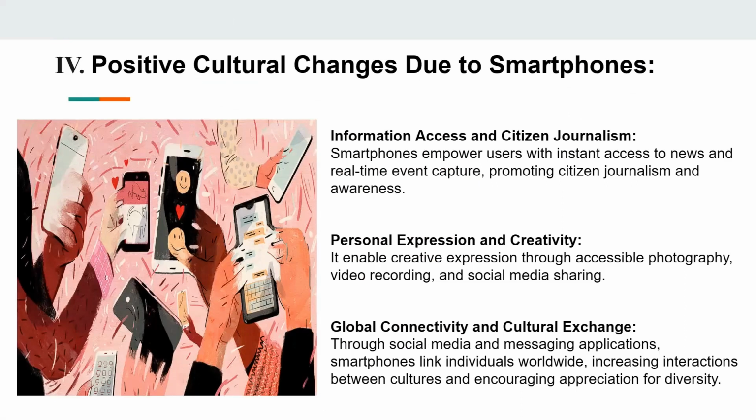The fourth topic is positive cultural changes due to smartphones. Information access and citizen journalism. Smartphones give people fast access to news and the ability to record events in real time, which encourages citizen journalism and public awareness. For personal expression and creativity, it promotes creativity by making social media sharing, video recording, and photography accessible. Global connectivity and cultural exchange. Through social media and messaging apps, smartphones link people worldwide, promoting cross-cultural interaction and appreciation for diversity.